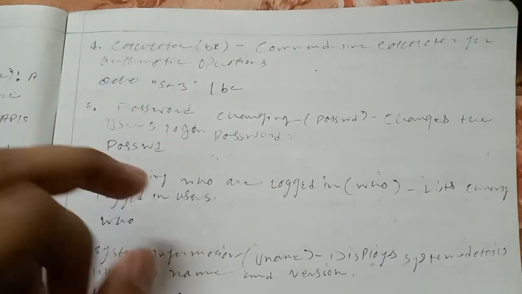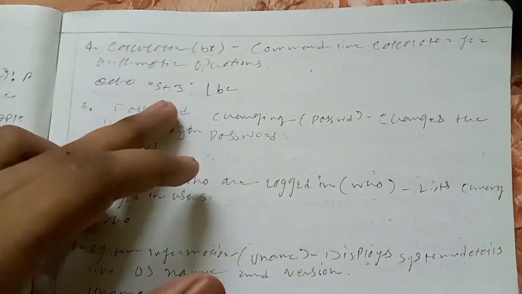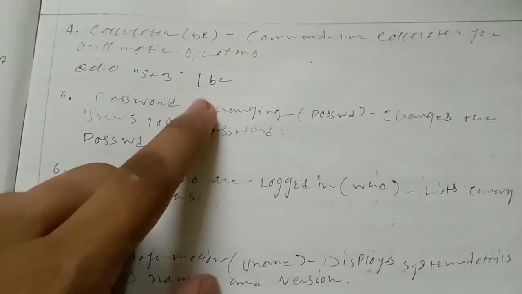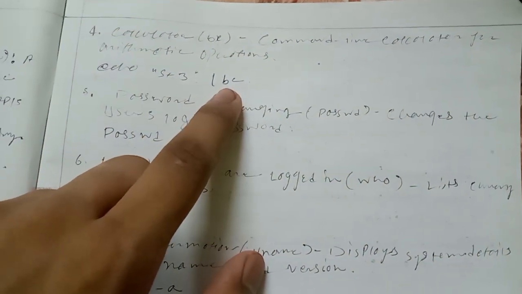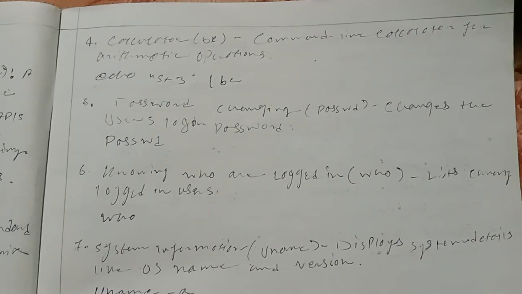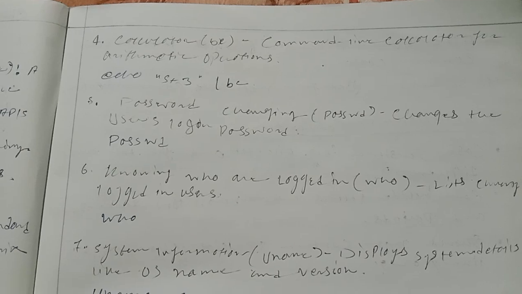After you've given the arithmetic operations like plus, minus, multiplication, division, anything inside the double quotes, then there is a pipe symbol and you have to write bc. So that's how the syntax looks, and you will be able to perform the arithmetic operations.